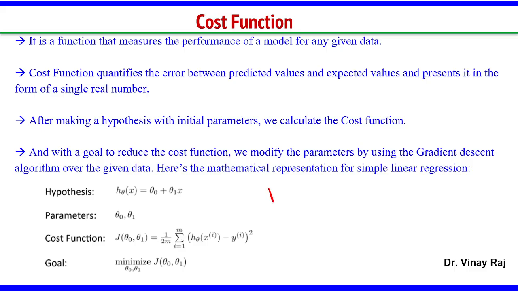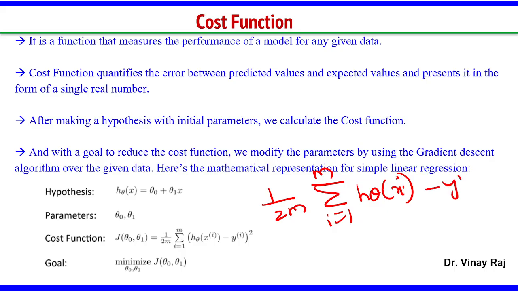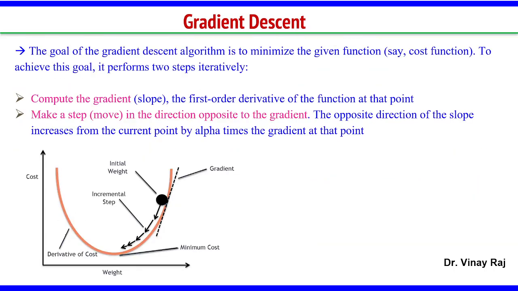My cost function is 1 by 2m, summation of i equal to 1 to m, of h theta of x i minus the actual values, whole square. Now, this I have to optimize. I have to minimize the values of theta naught and theta 1 such that it makes better predictions. Minimize or maximize, depending on the problem. This is my cost function, and it is very important.